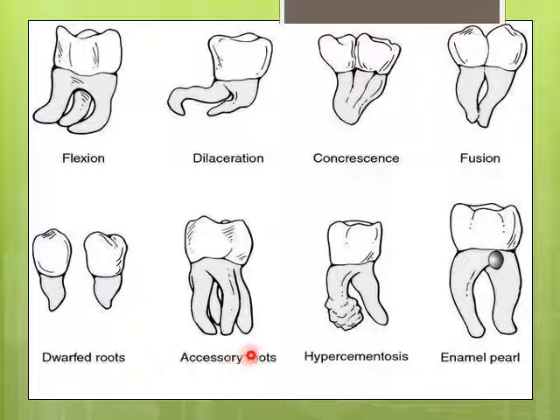Accessory roots are a developmental anomaly during the development of the root, and there could be an accessory root present over here, and you can see it as in the molar. The accessory roots are commonly present in the third molars, as I have told you. Third molars mostly have accessory roots, and there could be accessory canals present, which is also a defect in the formation of the root.